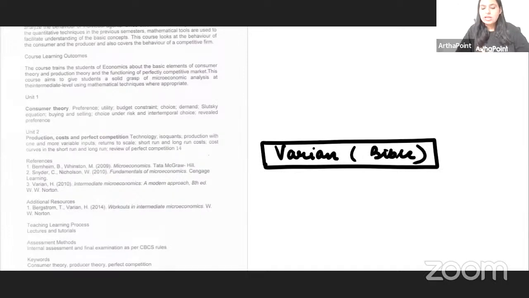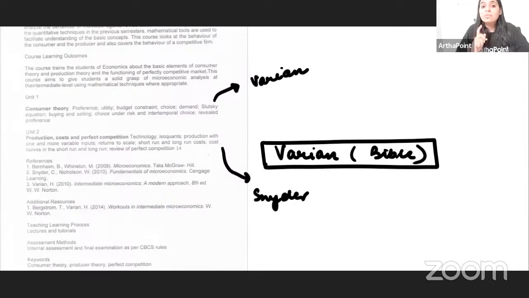Actually, when you come to Delhi University, they suggest doing consumer theory through Varian, and producer theory through Snyder. My suggestion is, even if you do one book thoroughly, all the topics, it is well enough. You will clear any exam throughout PhD. There is no better book than these two books. Any exam can be cleared.